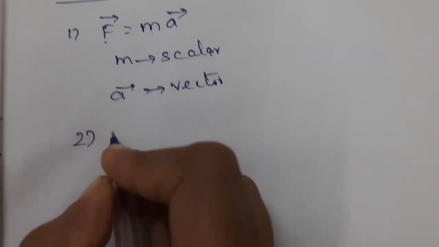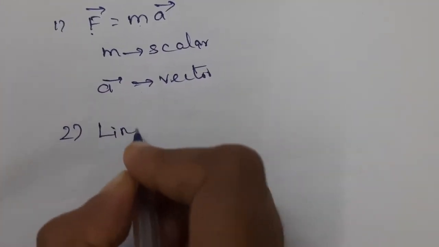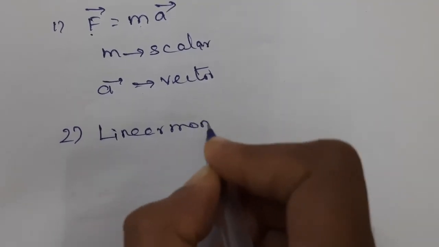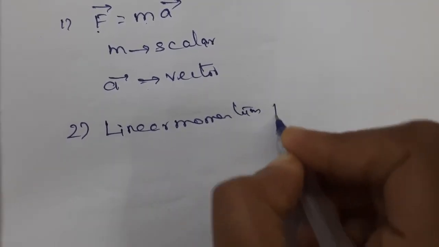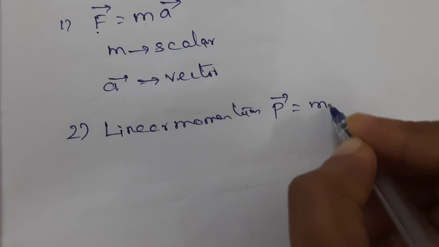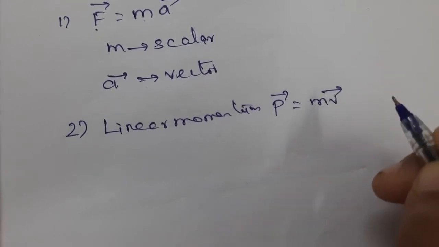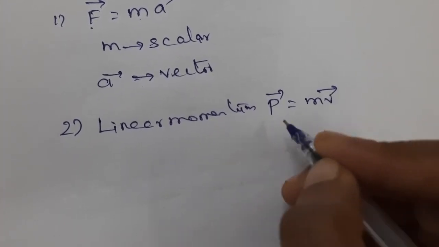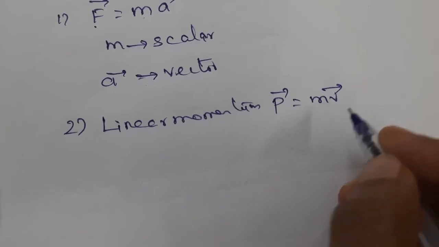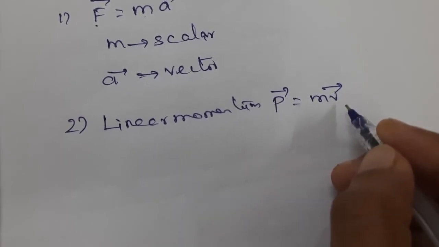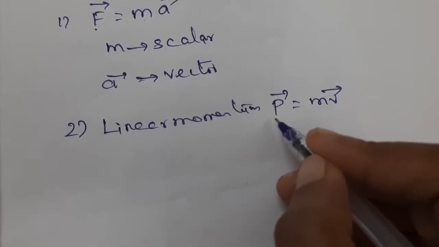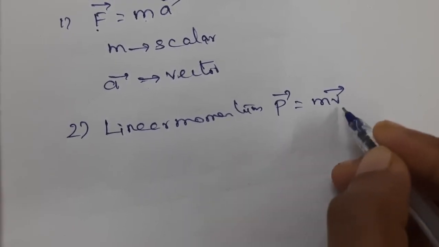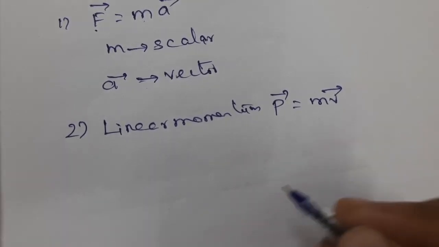Second example, linear momentum. P vector is equal to m v vector. That is P equal to m into v. Here also m is scalar, v is vector. So the direction of the linear momentum is in the direction of the velocity.